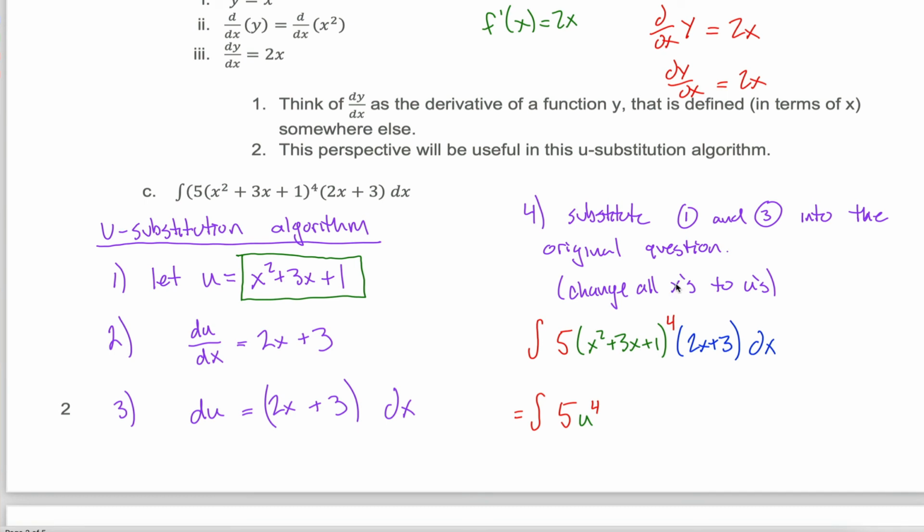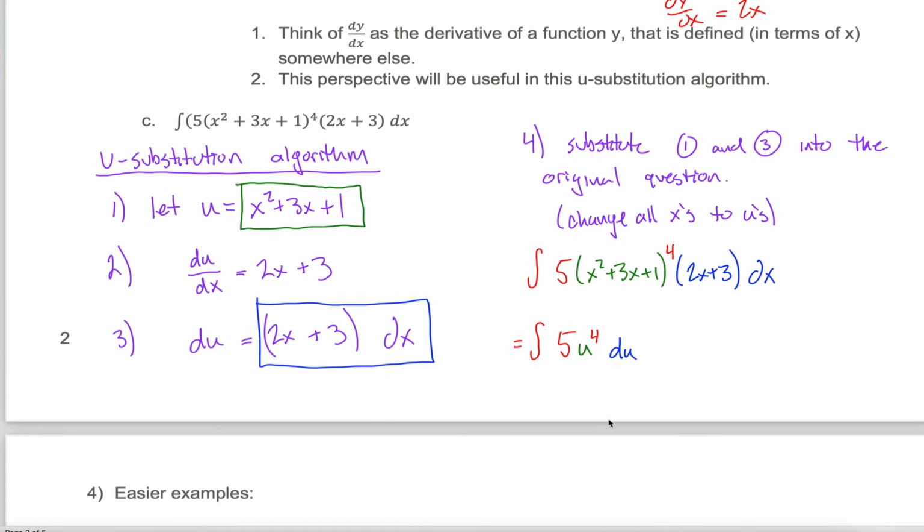But remember, I need to change all my x's into u's, and I also need to substitute equation 1 and equation 3. Equation 3 tells me that du is equal to 2x plus 3 times dx. Note that what I have left written over here in blue is exactly 2x plus 3 times dx. So since 2x plus 3 times dx is du, I can replace exactly what's written here in blue with du. What we now have is a question that we're well equipped to handle. This is an antiderivative you can figure out.